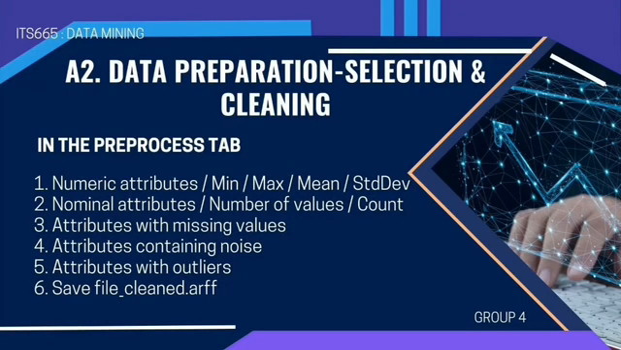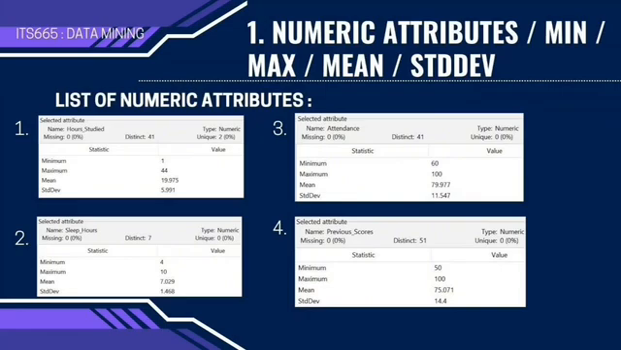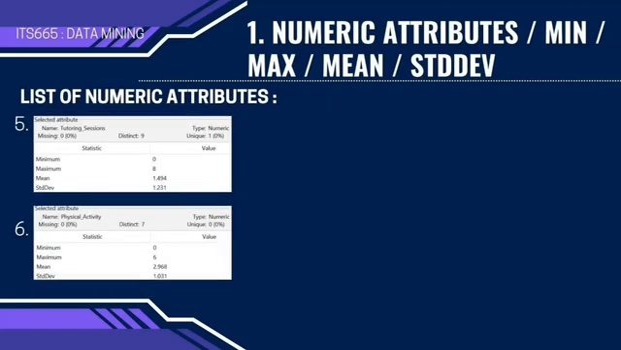A2, data preparation, selection, and cleaning. In the pre-processing tab, there are 6 steps that we need to do. The first step is numeric attributes. There are 6 numeric attributes. First attribute is hours studied, second sleep hours, third attendance, fourth previous course, fifth tutoring sessions, and sixth physical activity.